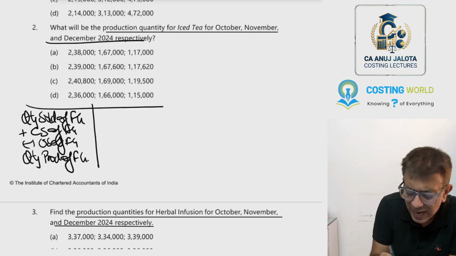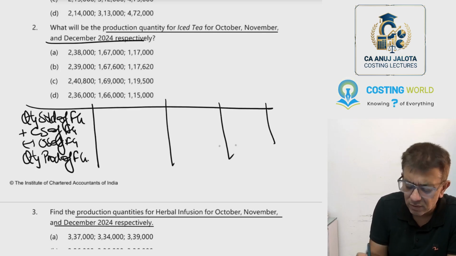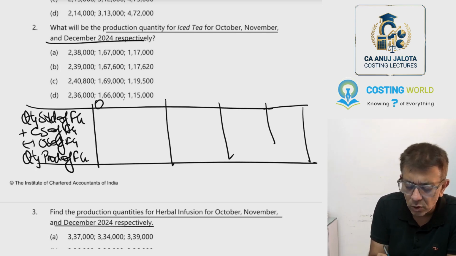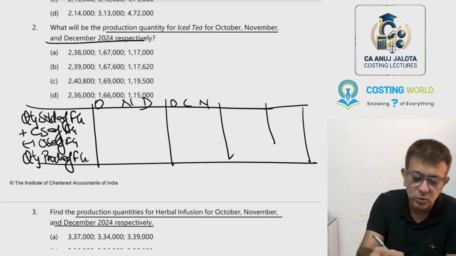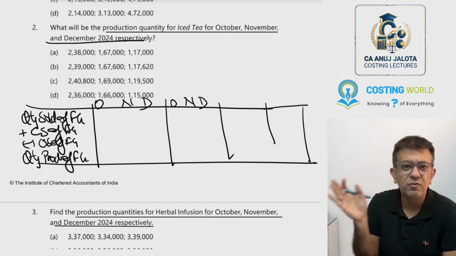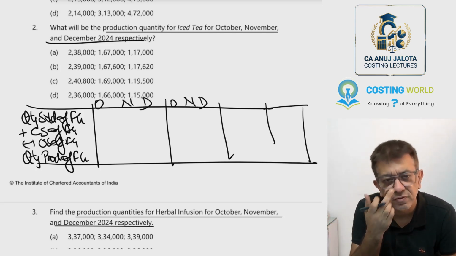Now exactly do this particular thing for all your 4 products. There are 4 products, no? And in that you want October, November and December breakup. So for all I'm going to be doing this only. October, November and December. For all the 4 types of teas which are there.